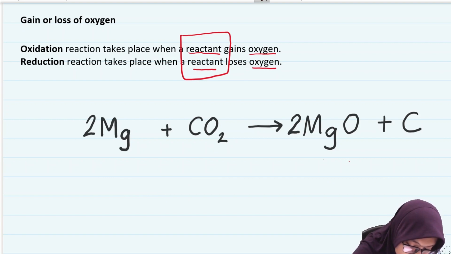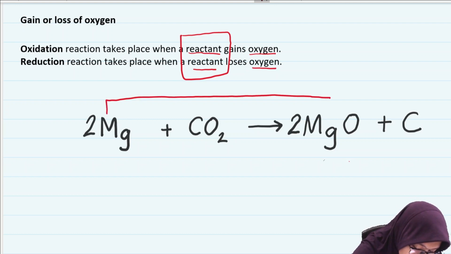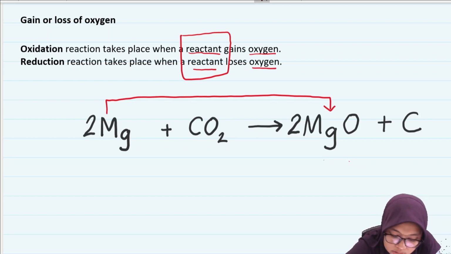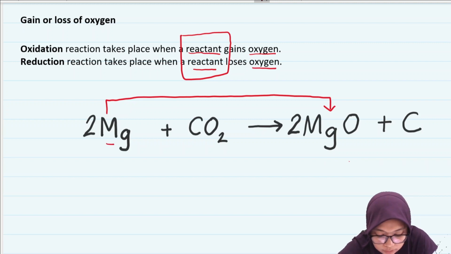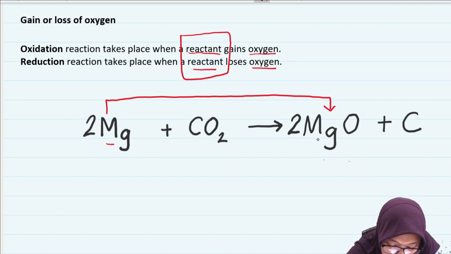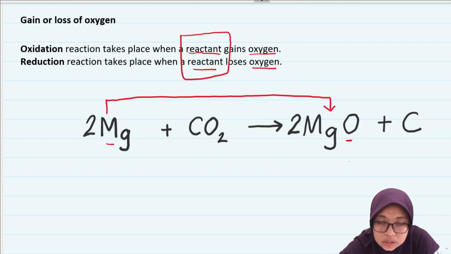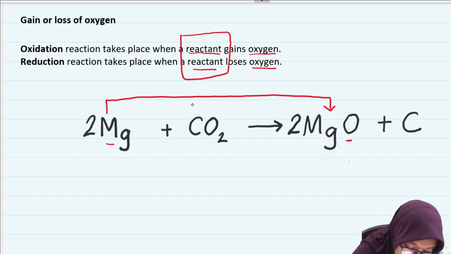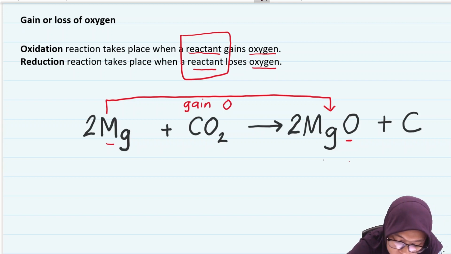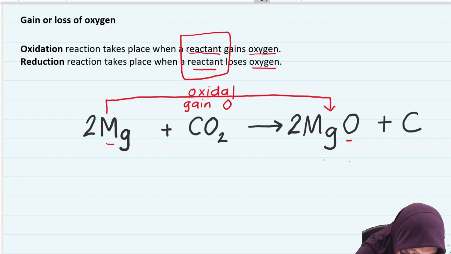So magnesium in this reaction, as you can see, gain oxygen. Apa maksud gain oxygen tu? Maksudnya dekat formula tu yang pertama dia ada Mg sahaja. Tetapi after the reaction it will become MgO. Means the product have oxygen. Okay, means the magnesium already gain oxygen. So when the reactant gain oxygen, okay, the reaction named as oxidation reaction.